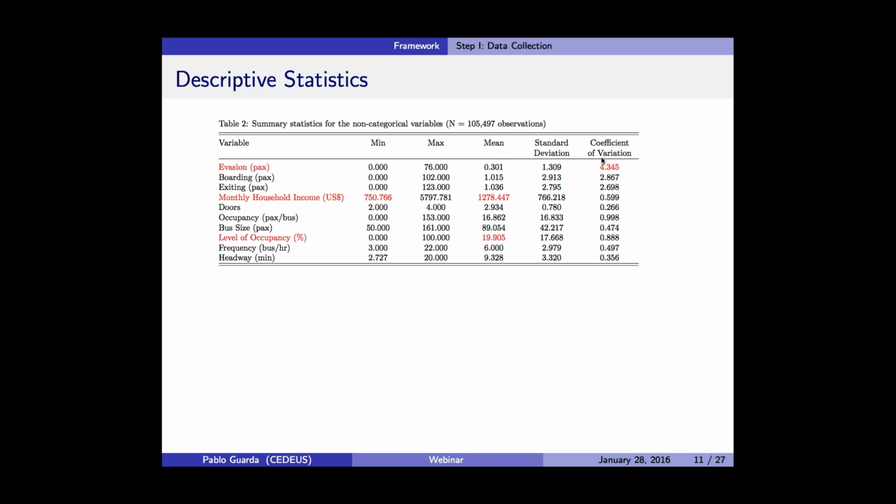Then we performed some estimation of the monthly household income. Because we know the municipality, we assign to that bus stop a certain level of monthly household income using socioeconomic data collected from the government to estimate the monthly household income depending on the comuna of Santiago, and we add these variables in the database.